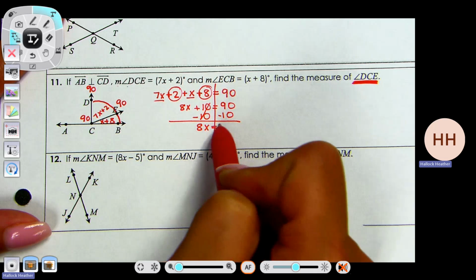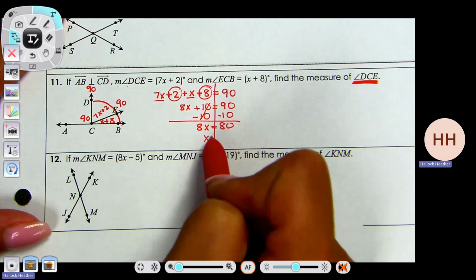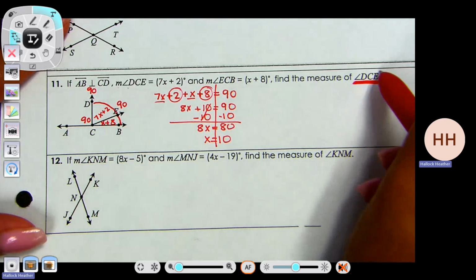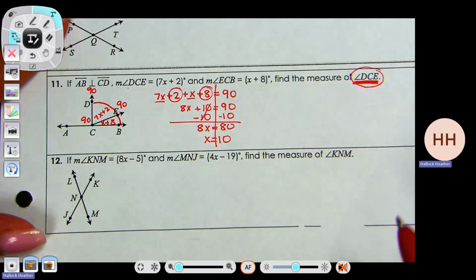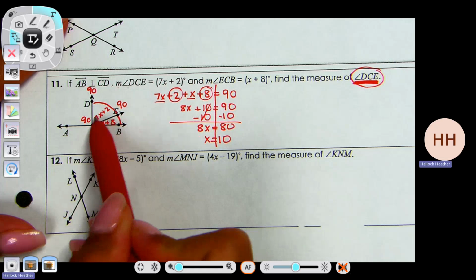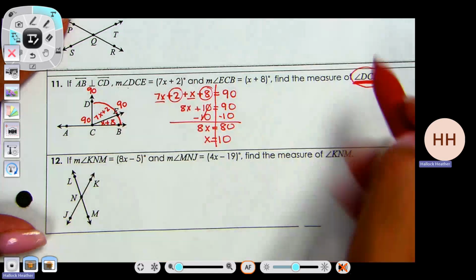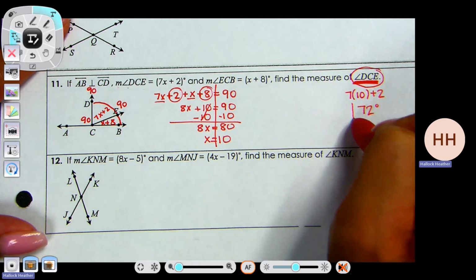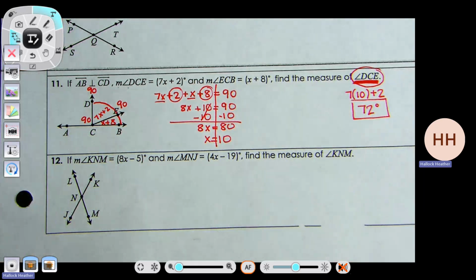No, x is 10. That's not the answer. So you get 10, but that's not the answer because you have to find the measure of DCE. So DCE is 7x plus 2. I'm plugging it back in. 7 times 10 plus 2 is 72 degrees. 72 degrees. I got it.